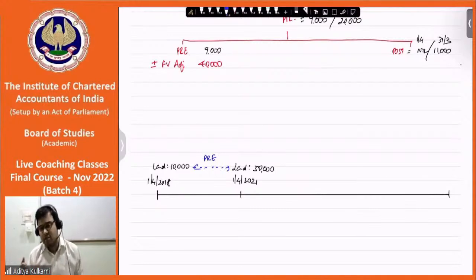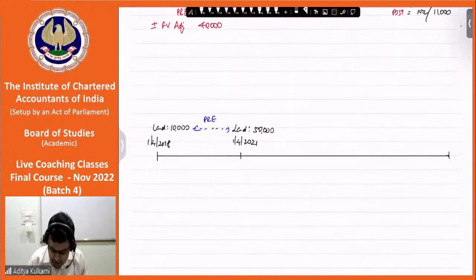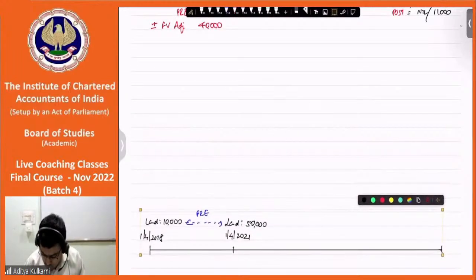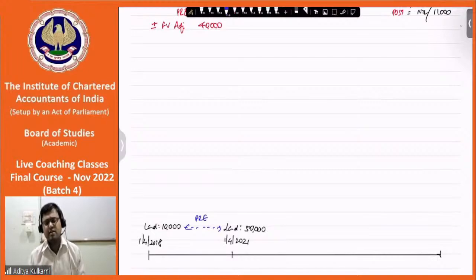Sir, pre-acquisition reserves, but this is land. If it is land, it will go to revaluation reserve. Why have you shown it in P&L? I will tell you, it does not matter. Ideally, yes, what you are saying is right. It should go in the revaluation surplus.